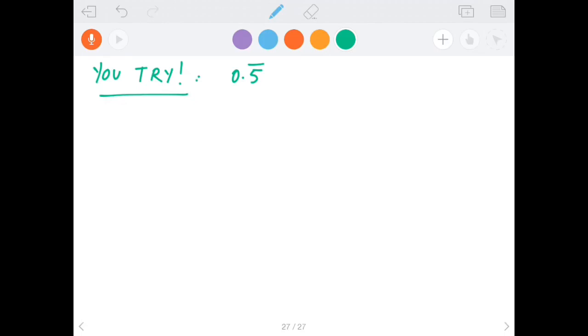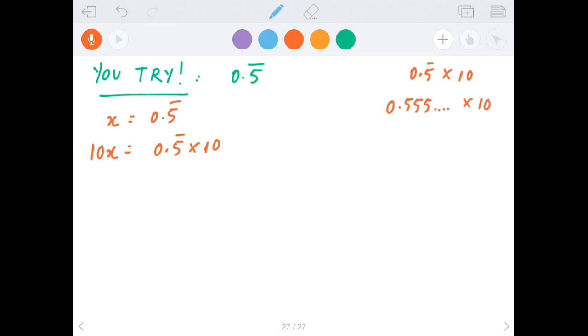Alright, I hope you got it. I'm going to start working on it now. The first thing I'm going to do is make x equal to 0.5 bar. I notice there's one number under the bar, so I'm going to multiply both sides by 10. So I get 10x is equal to 0.5 bar into 10. As usual, you know 0.5 bar into 10 is 0.555 etc. into 10, making it 5.5 bar.